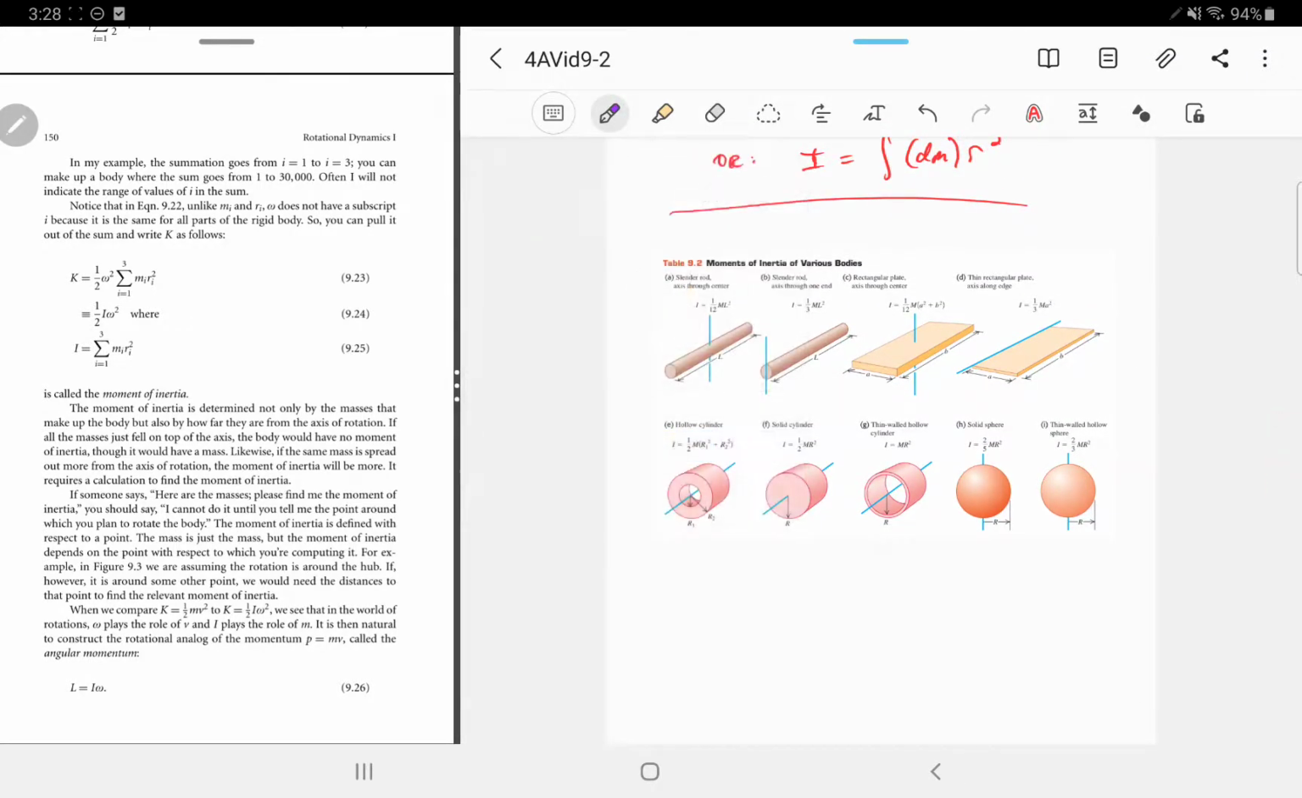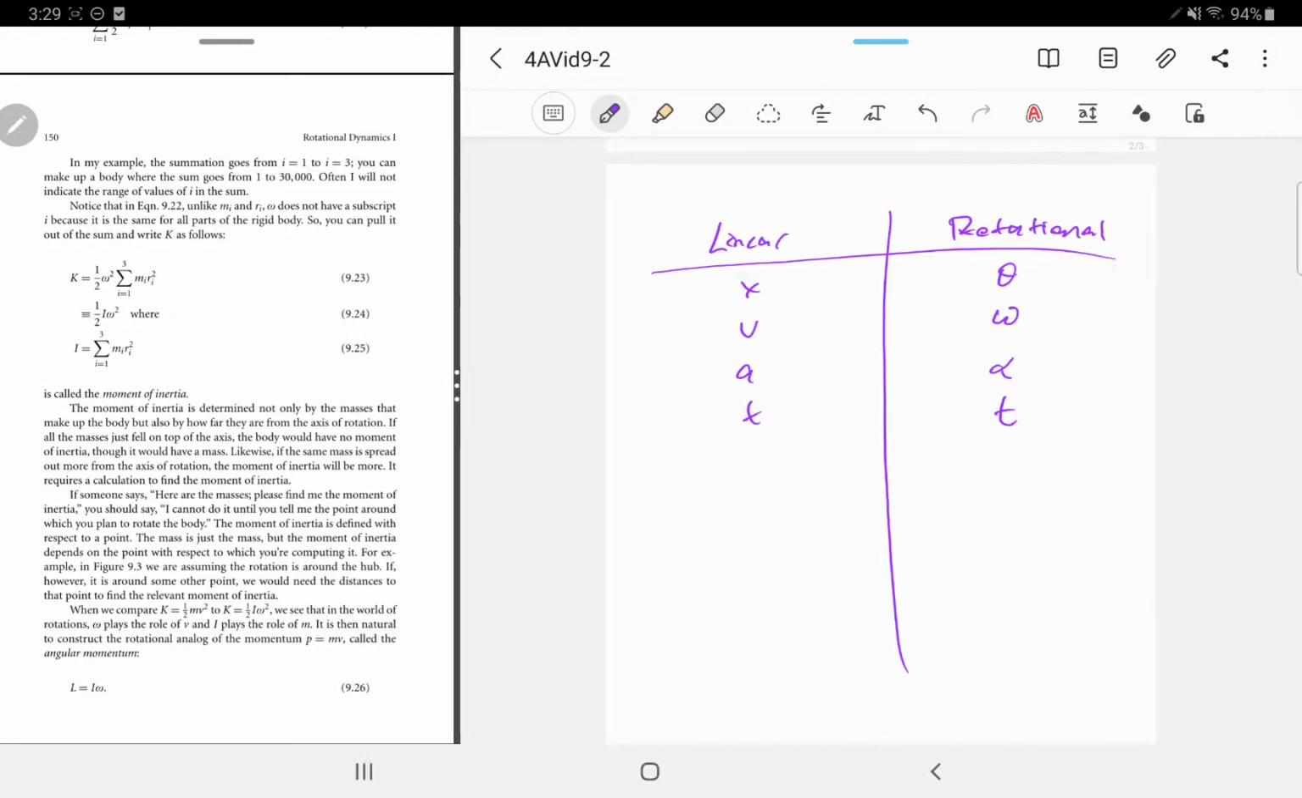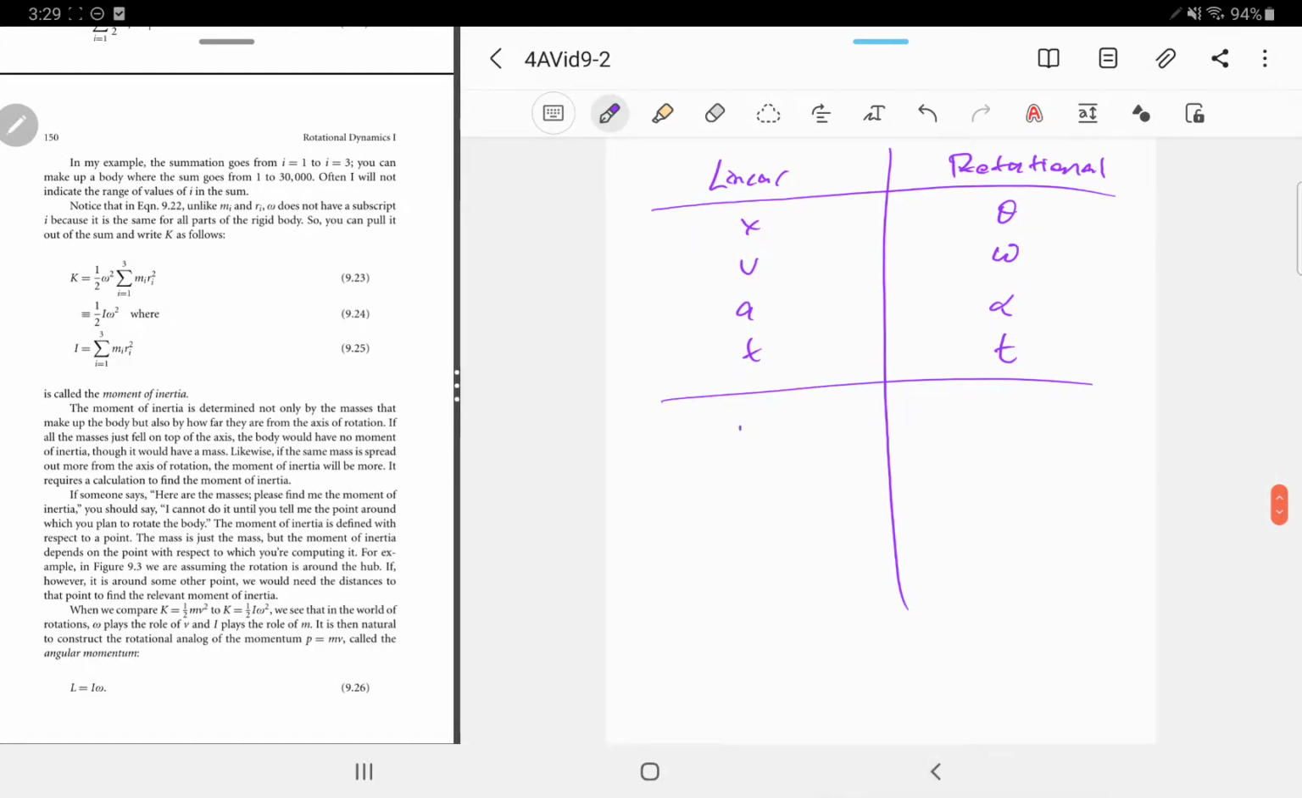Now I want to start to fill out this table of linear quantities versus rotational. We're adding to this story rotational. Before we had x, v, acceleration, and time was still time. The rotational versions of these are angle, angular velocity, angular acceleration. Time is still time. That was last time, and we're adding to this. So now what was mass is going to be moment of inertia, I.